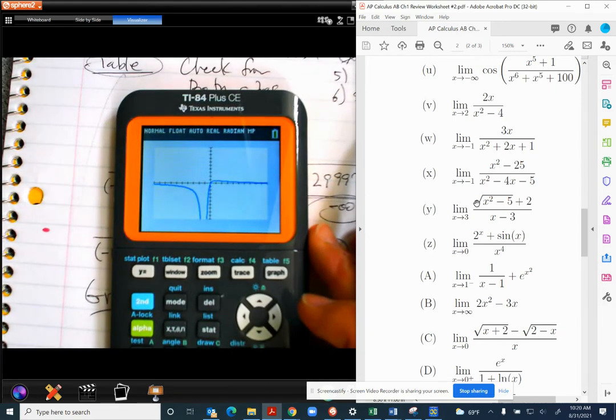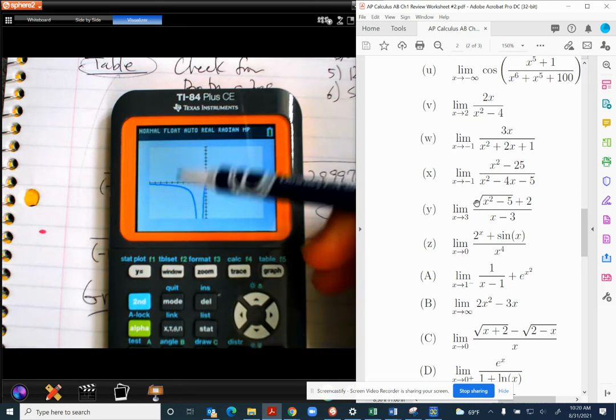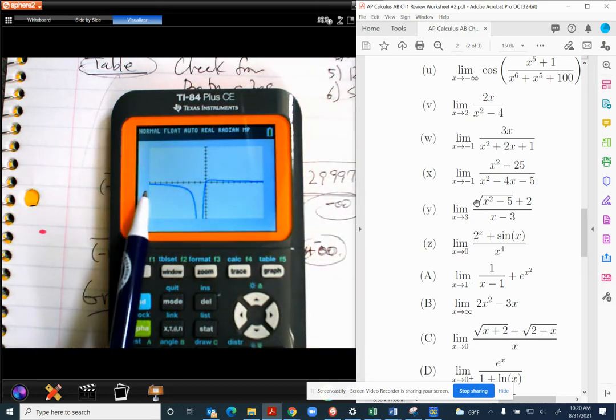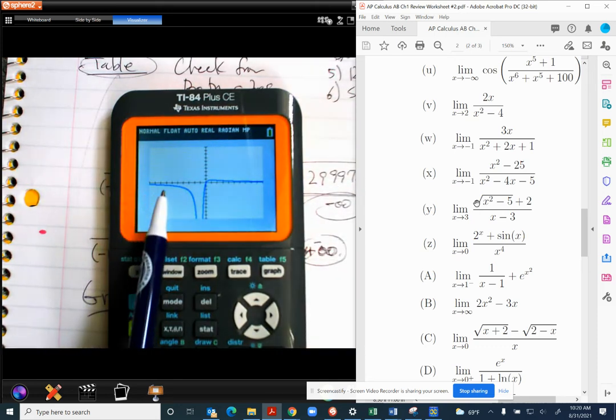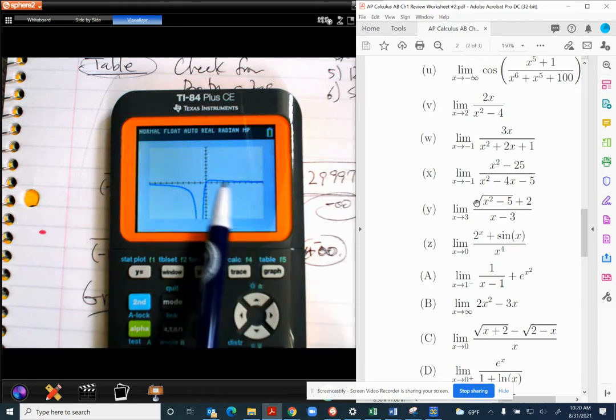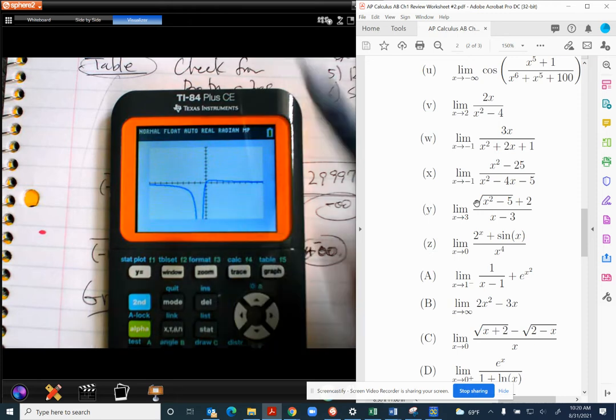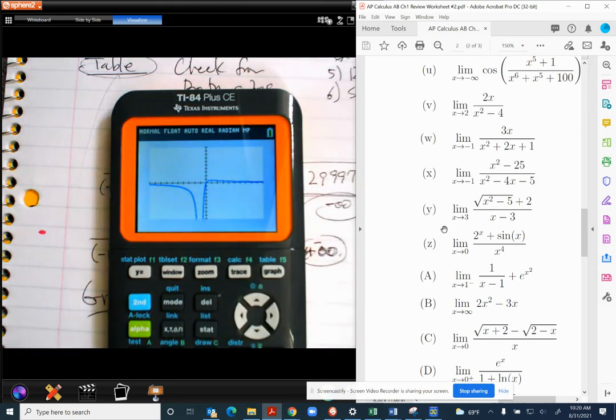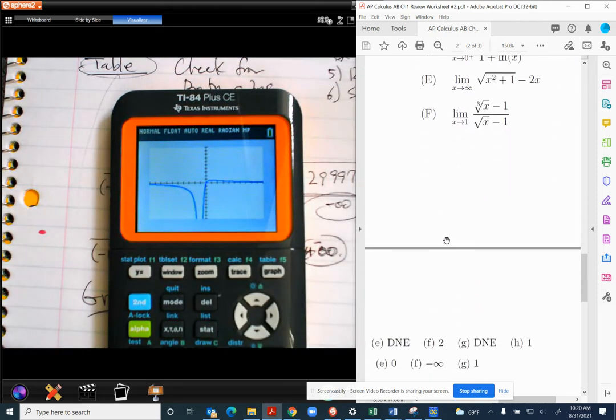Alright, so do you see this? We're supposed to check from both sides. As I approach from the left side, I get closer and closer and closer to -2, which is right here. Closer and closer. Looks like we're going to negative infinity. Do you see that? And then from the right side, you're getting closer and closer and closer to negative infinity. So therefore, it is negative infinity. Is that the answer? Yeah.